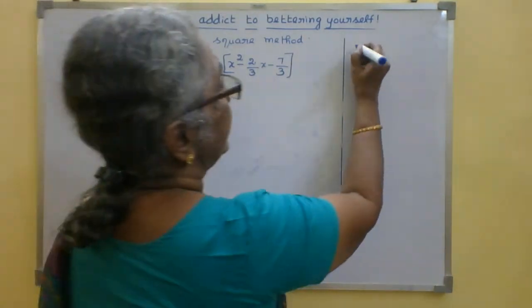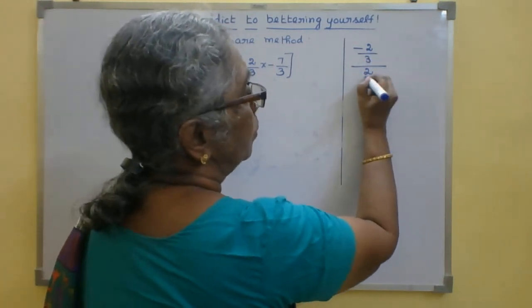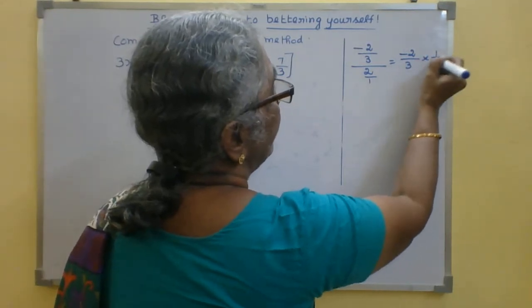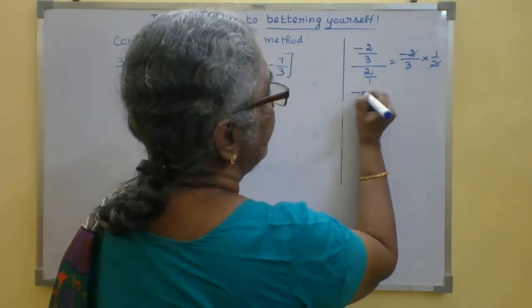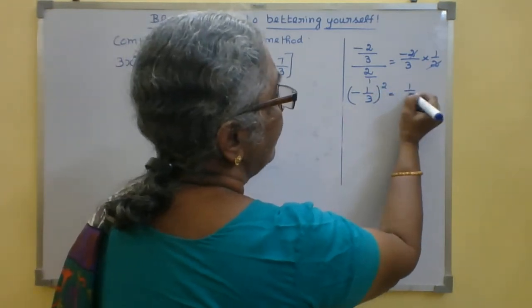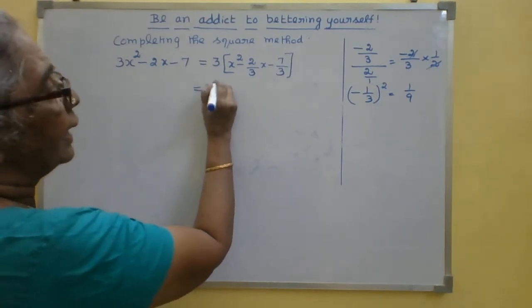Now the coefficient of x is minus 2 by 3. Divide that by 2. 2 means it is 2 by 1. You will be getting minus 2 by 3 into 1 by 2 reciprocated. I will be getting minus 1 by 3. Square it. You will be getting 1 by 9. So now let me write the 3 as it is.